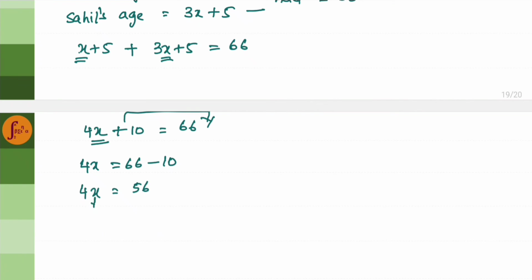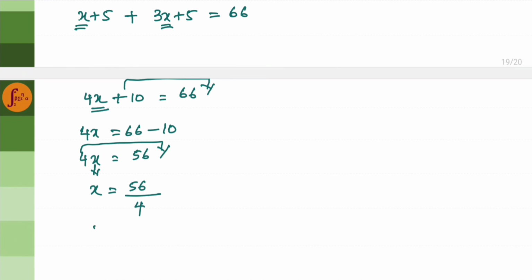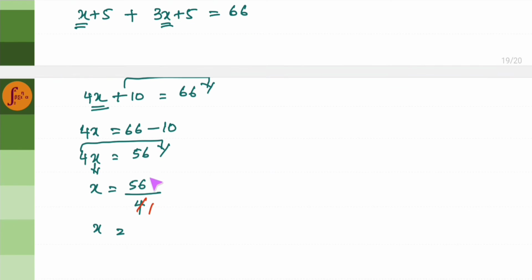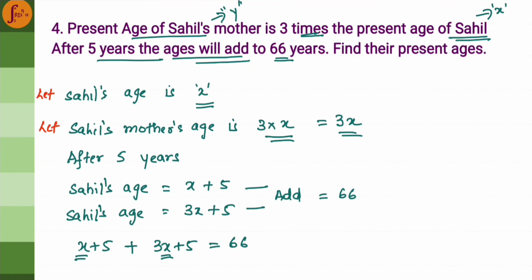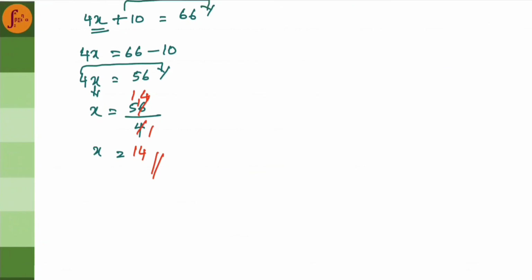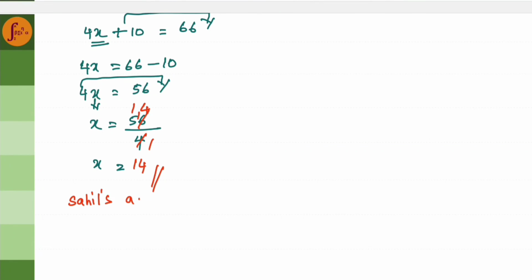Now we want X alone. So X is equal to, we'll have to shift 4 here. When you shift 4, it is 4 into X, so it's going to become divide by 4. So X is equal to 56 divided by 4, which is X is equal to 14. We assumed Sahil's age is X. So Sahil's age is 14.